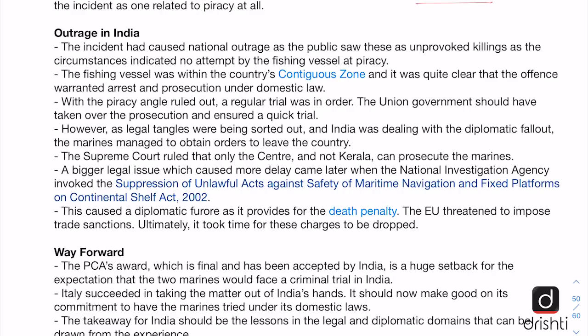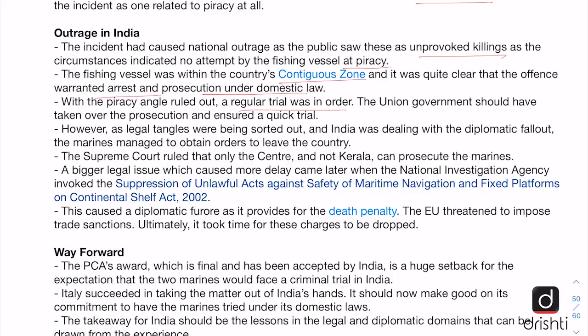And the editorial says that the incident had caused national outrage as the public saw these as unprovoked killings, as it was very clear that there was no attempt by the fishing vessel at any kind of piracy. Also, the fishing vessel was well within India's contiguous zone, which we will see later in the key concept section. And it was very evident that the offence committed by the Italian Marines warranted arrest and prosecution under India's domestic law. Since there was no piracy angle, a regular trial was required.